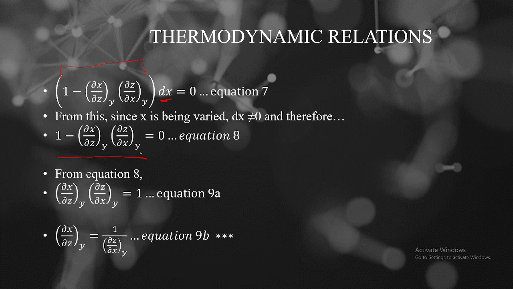Now from equation 8, I can send this part of the expression over the equal to sign, so it becomes equation 9a. Then what I can do is, I have here del x del z at constant y, and del z del x at constant y. So I can set one of the expressions to the other side of the equal to sign, so that I have del x del z at constant y being equal to 1 over del z del x at constant y. So this is an important expression we need to take note of, equation 9b.